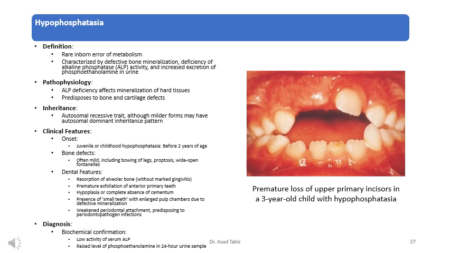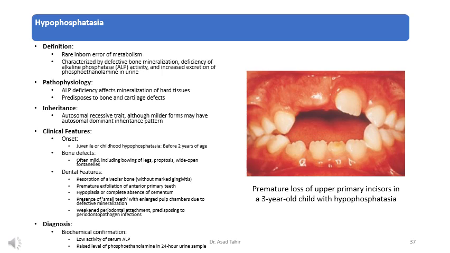Hypophosphatasia. Rare inborn error of metabolism. Characterized by defective bone mineralization, deficiency of alkaline phosphatase, ALP, activity, and increased excretion of phosphoethanolamine in urine. Pathophysiology. ALP deficiency affects mineralization of hard tissues. Predisposes to bone and cartilage defects. Inheritance. Autosomal recessive trait, although milder forms may have an autosomal dominant inheritance pattern.